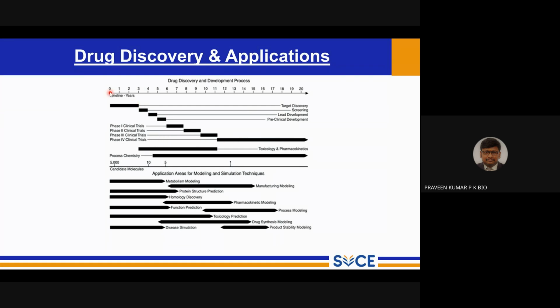Earlier it took almost 1 to 3 years for computational. Here, if you see, they have mentioned up to 5 years. Up to 5 years they have taken for computational experiments. Now, is it happening like that?